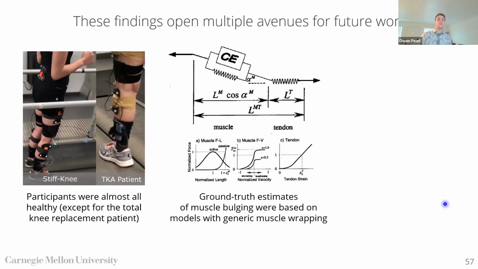And with that comes the fact that a lot of this was done using generic muscle wrapping of the models that were used to assess and infer the fiber lengths. But this was with scaled musculoskeletal models. If you have an individual who's impaired and has non-traditional muscle physiology, you might have to adapt that to match someone if they have an impairment.